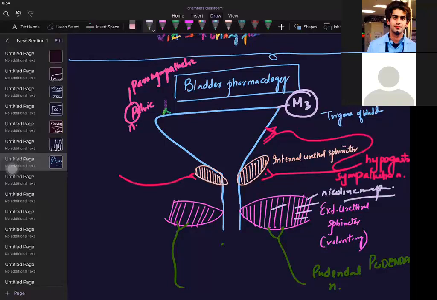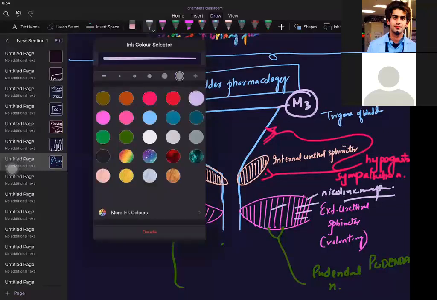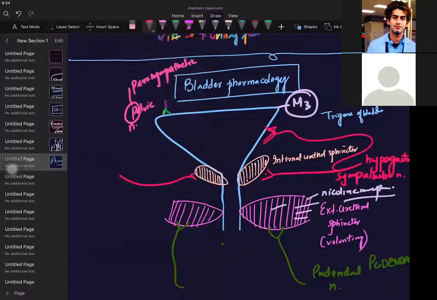At this place, which adrenergic receptor do we have? We have alpha 1 adrenergic receptor at this sphincter. Okay, alpha 1. What else receptor do we have here? This is beta 3. Beta 3 on the bladder, alpha 1 on the internal urethral sphincter. M3 on the bladder also.